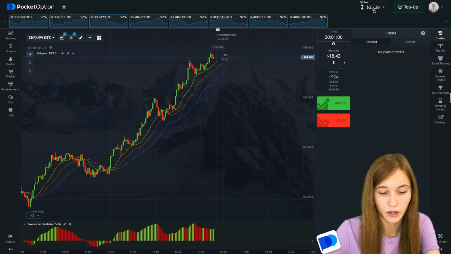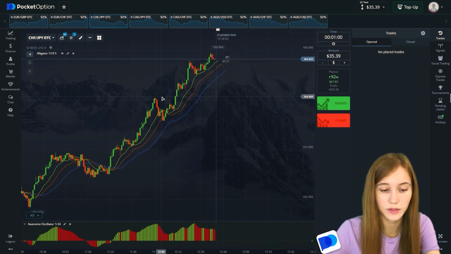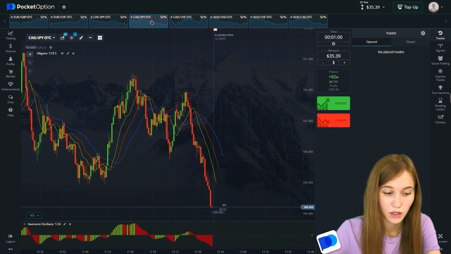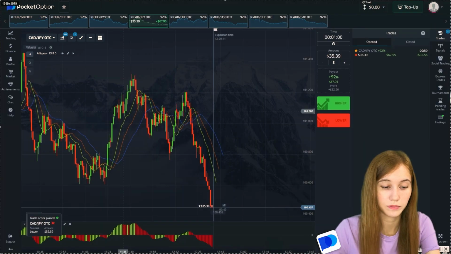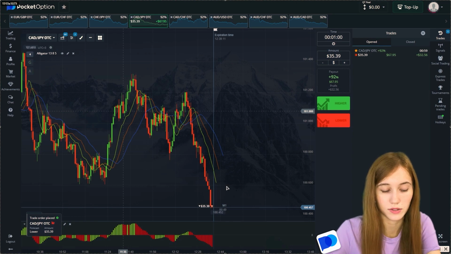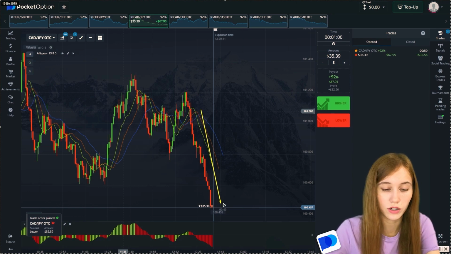Let's take a look at our chart. We see a positive deal, $35. Let's increase the deal amount and go to the next concept. Here we are. We open a downward trade and proceed to technical analysis. Here we have a global drawdown on the general chart.